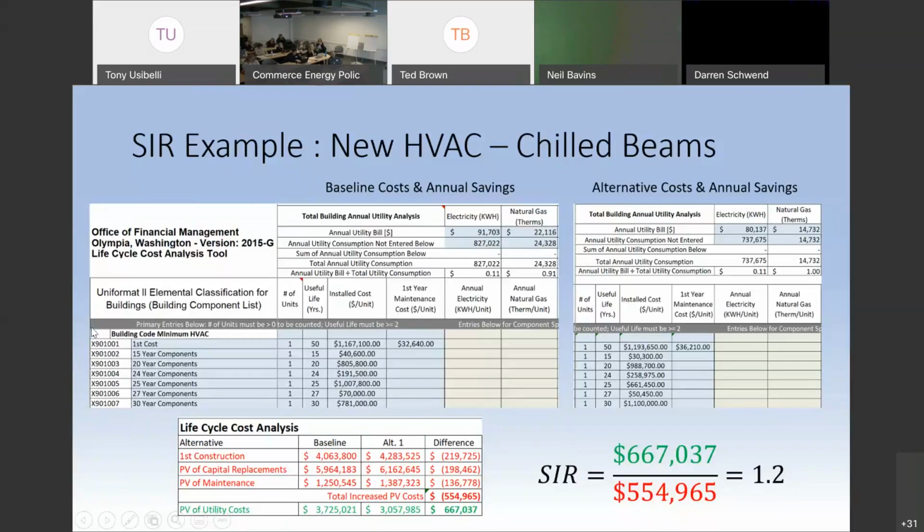One other quick question. Are any of those fields predefined, like useful life? Who gets to decide what the useful life is? Very good question. We'll be talking about that some in the workshop today.